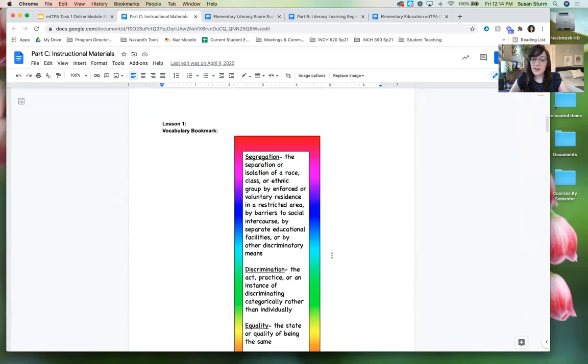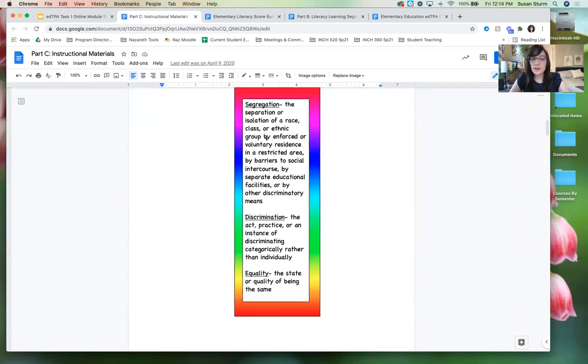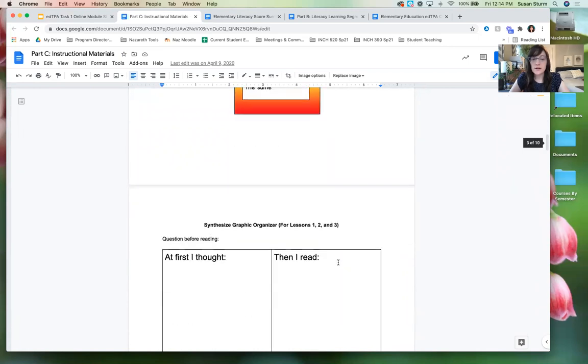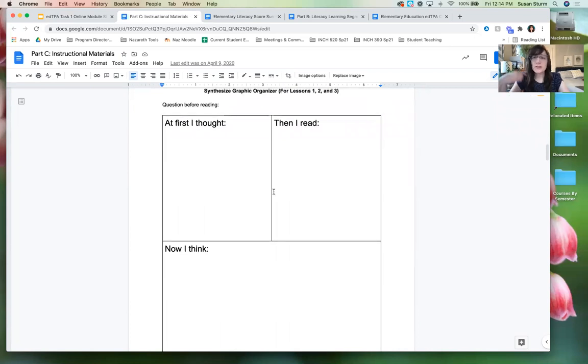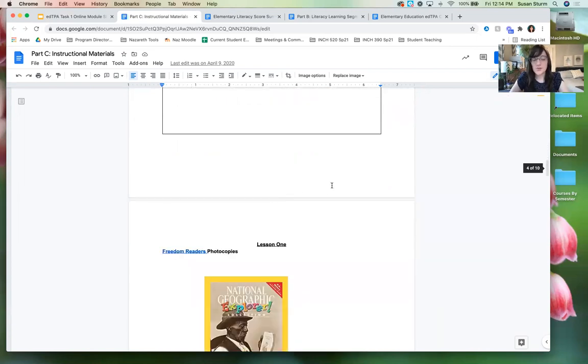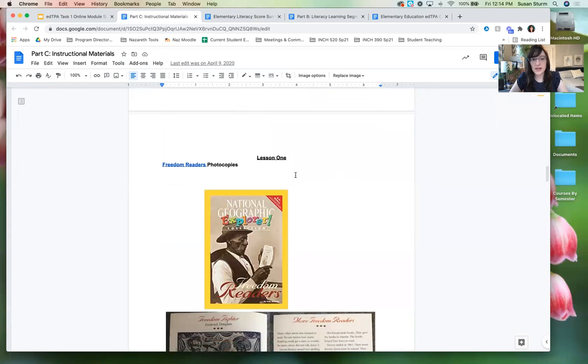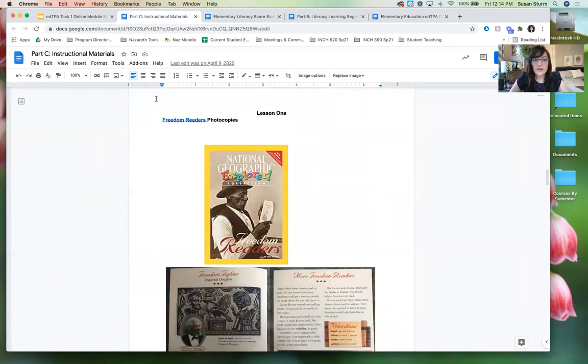Here's that vocabulary bookmark with those words that appeared very clearly on her lesson plan in the no box. She's got her synthesized graphic organizer. This aligns with the anchor chart. At first I thought, then I read, now I think. And the students would write their paragraph on the back side. Then we've got the Freedom Readers copies of the pages.